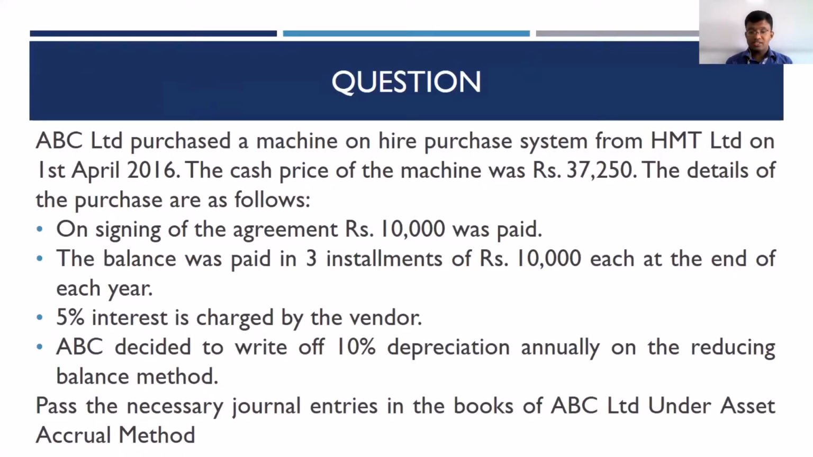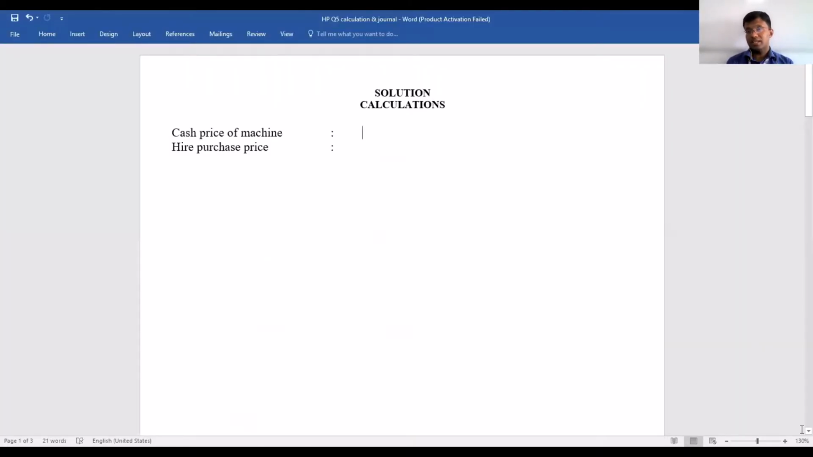Pass the necessary journal entries in the books of ABC Limited under the asset accrual method. So please remember the journal technique that we are following for preparation of journals in this case is called the asset accrual method. So let's start off with the preparation of the journal entries for this particular question. Before we start off with the journal entries, it is mandatory for us to work out certain calculations. We have to calculate the interest that we have to pay each year, and then we will also have to compute the depreciation amount, and only then will we be able to proceed. So let's just work that out.